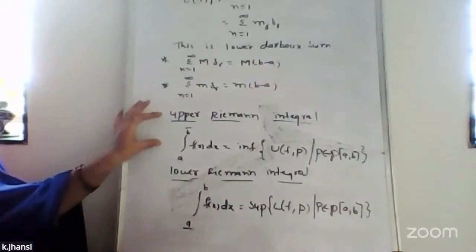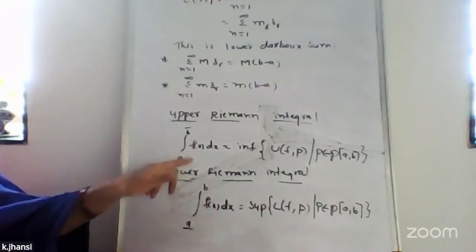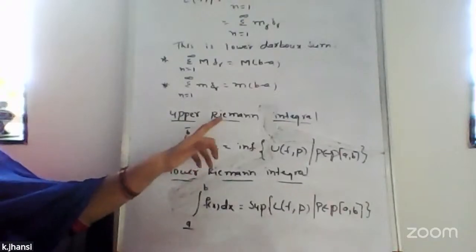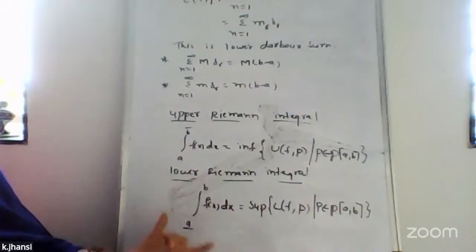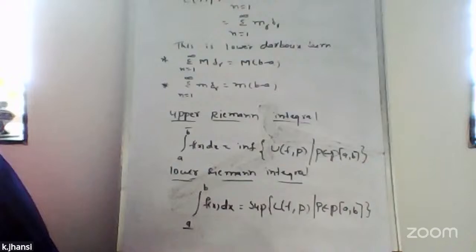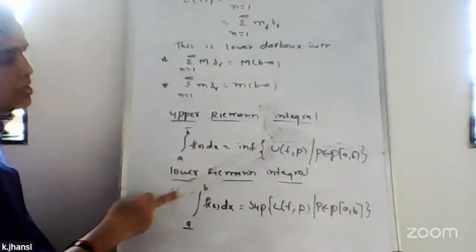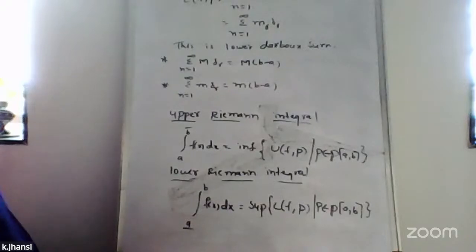So this condition should be satisfied, and also this condition. If these two values are the same, that is, the lower and upper Riemann integral values are both the same, then we call that the function satisfies the conditions of Riemann integrability. Then we call the function a Riemann integrable function. Okay. When these conditions are satisfied, we call the function so, and for that you have one theorem.